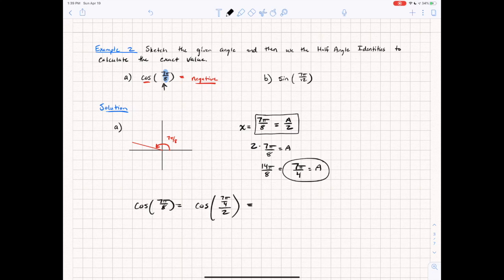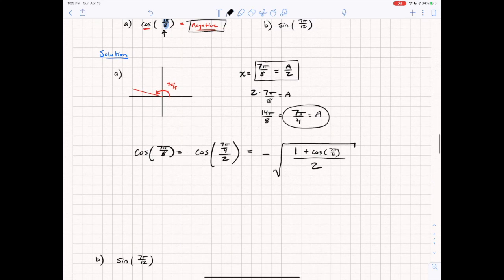Well, using the identity, I know this is equal to plus or minus the square root of 1 plus cosine of a, so cosine of 7 pi over 4, and then dividing all of that by 2. Now, I know that my answer again has to be negative, which means I can erase the plus sign, because this answer here should have a minus in it. Now I just need to go through and essentially simplify and evaluate, right? So I get negative on the outside, square root, 1 plus, well, cosine of 7 pi over 4.